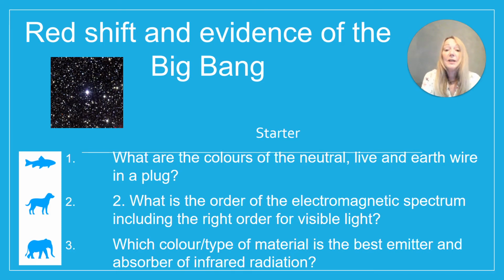And the last one is the types of colours that are the best emitters and the best absorbers. And so black is the best emitter as well as the best absorber, and white is the least best at absorbing and emitting radiation.